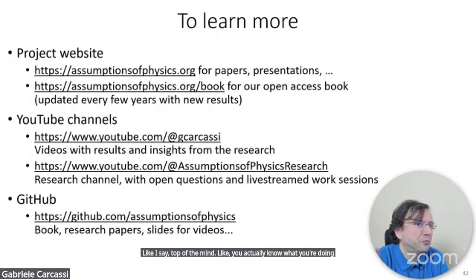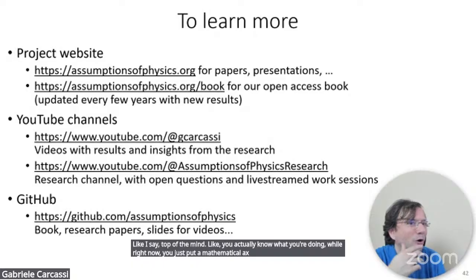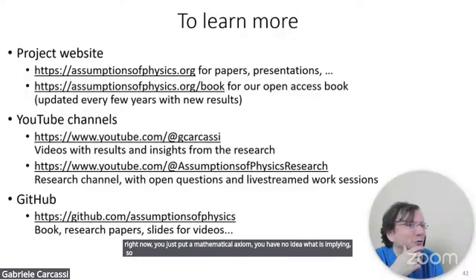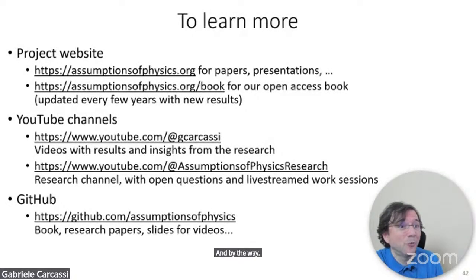While right now you just put a mathematical axiom, you have no idea what it is implying, so you can't even know whether it's too restrictive or not. And by the way, it happened to me while I was justifying axioms. I realized that they were too restrictive and that I couldn't justify those. So.